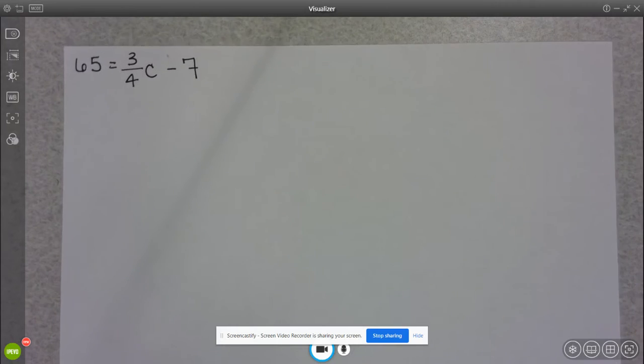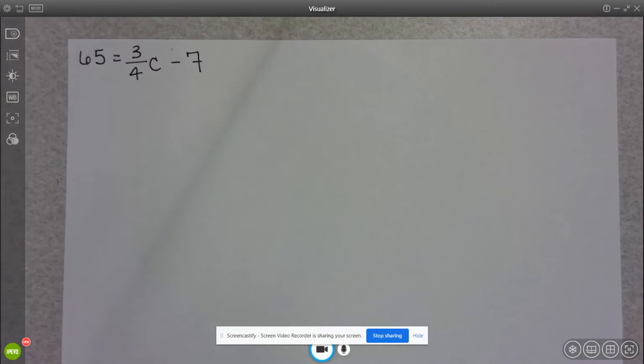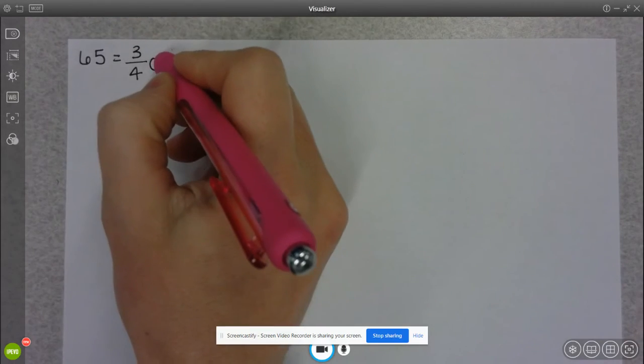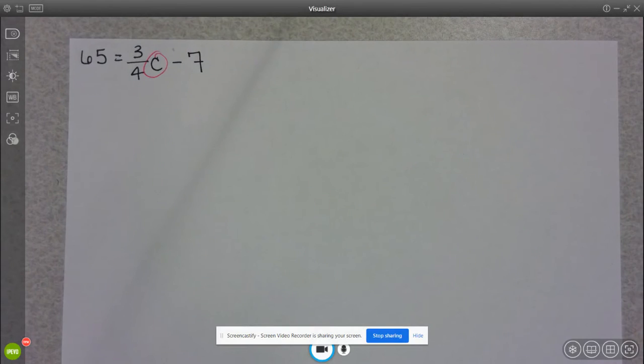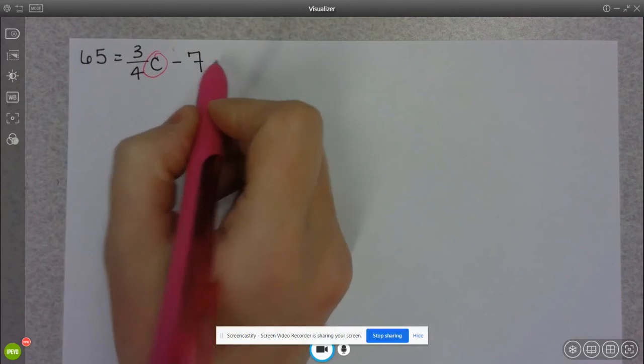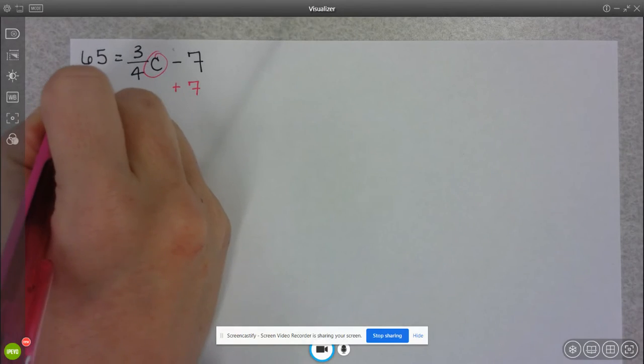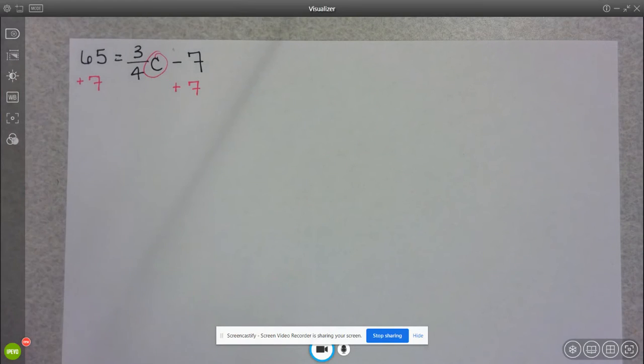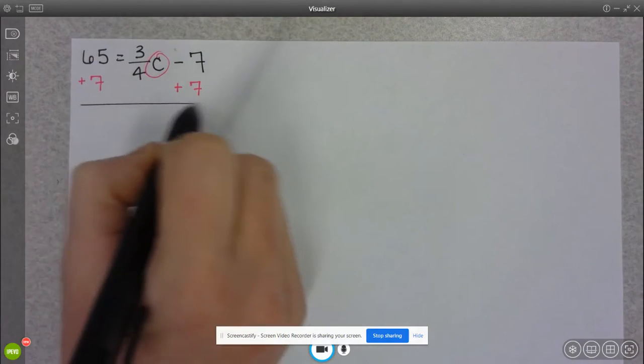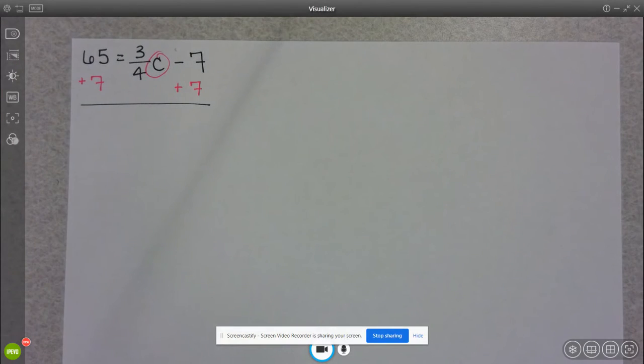Our next equation also has a fraction in it. So my goal is to solve for c. And the first thing I need to do is get this 7 over to the other side. So I'm going to do +7 and +7. Maintain that balance or that equality of my equation.